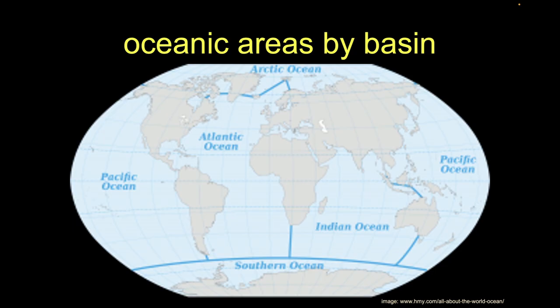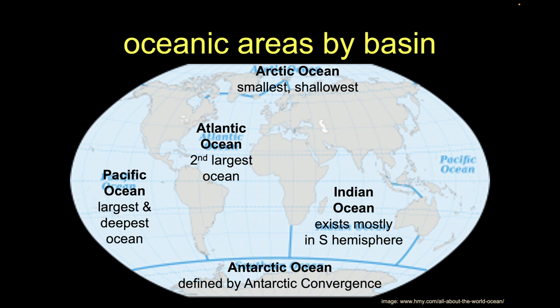Okay, questions so far? Okay, so then we have the question about basins. So what do we mean by basins? So this is what we mean by basins. So basins are the areas between the continents that are in the water. So here are the most conspicuous basins. We have the Pacific Ocean.